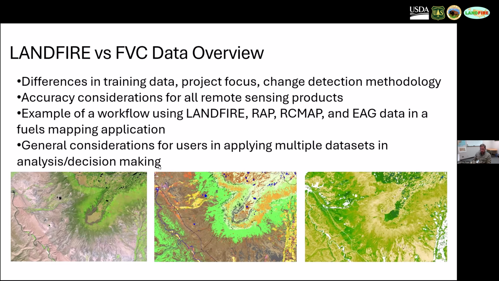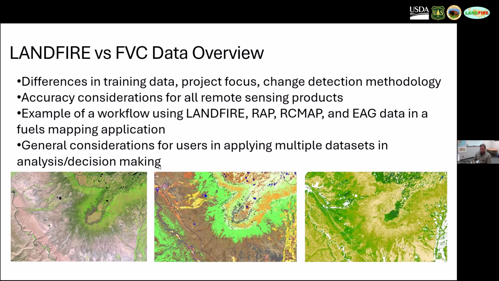And I've got an example here, a graphic. This is in Colorado, a Landsat image versus a Landfire product versus a fractional veg product, in this case from RCMAP. It's just a different way of seeing the world. I think there's a lot of alignment in these spatial and temporal patterns, but it's just a different kind of measuring stick in many cases.